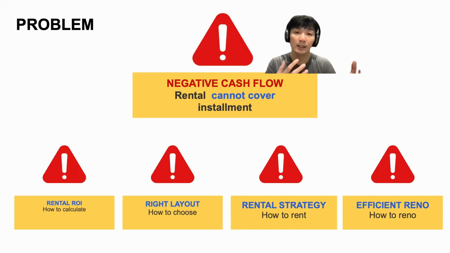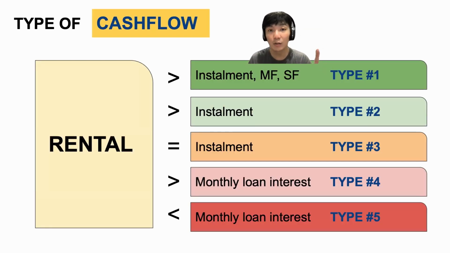You do not know how to calculate your rental ROI, and then of course you do not know how to optimize. The second thing is that you choose the wrong layout. How to choose the right layout for room rental purpose. And then the third thing, what are the available rental strategies that you can apply to maximize your unit rentals? And lastly, you also need to know how to reno and furnish. What kind of furnishing will appeal to the tenant and be suitable for your target tenant market, whether it's student, whether it's expat, local.